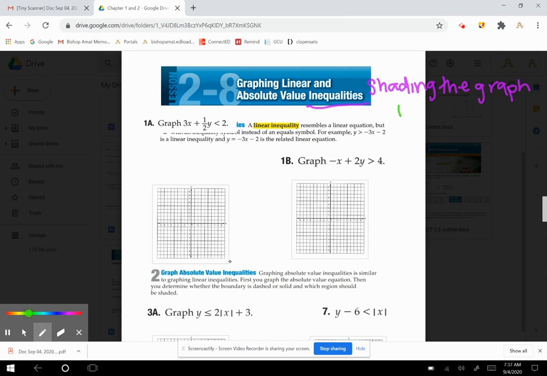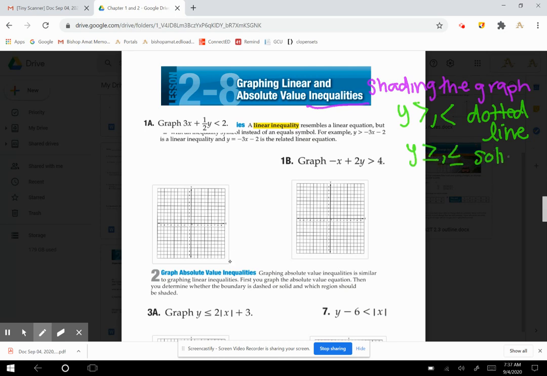First thing, if you have y is greater than or less than, you are going to graph a dotted line. If you have y is greater than or equal to or less than or equal to, you will graph a solid line.